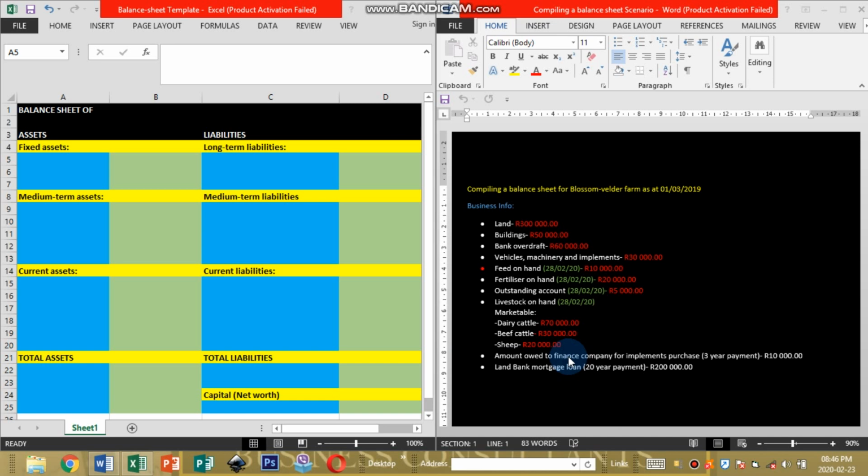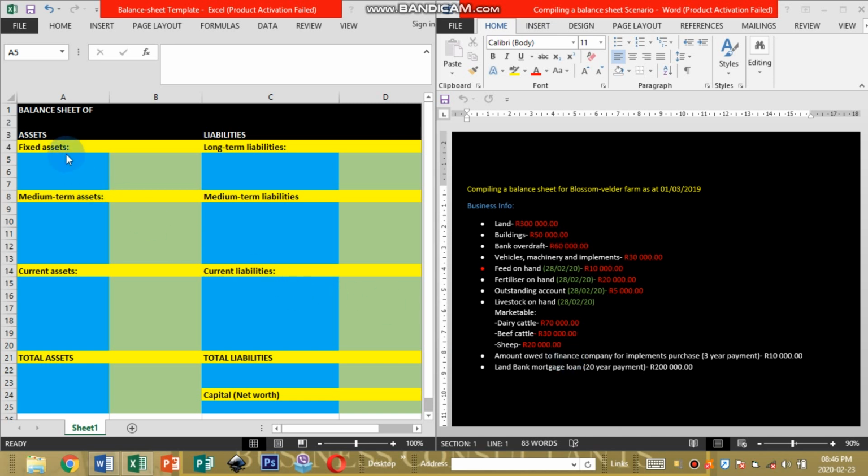So today I'm just going to be showing you how to compile your business balance sheet. It is key and vital that you know how to compile your business's yearly balance sheet. What does a balance sheet deal with? It deals with the assets of your business.